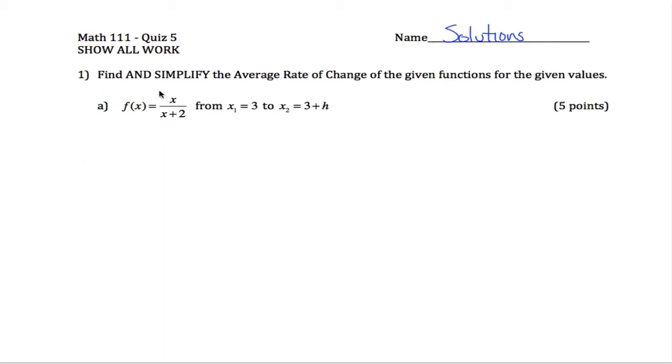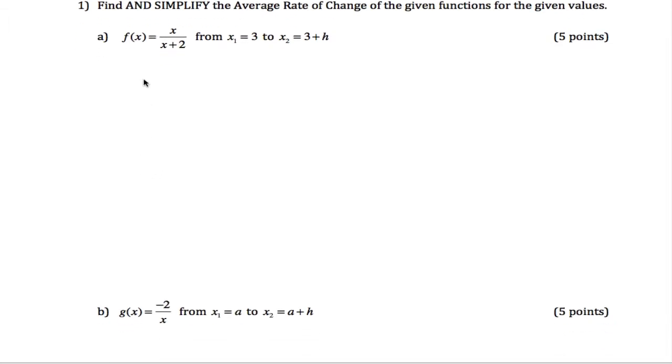All right, here are our Quiz 5 solutions for Math 111. In this first problem, there are two parts to it. We're given different functions and asked to find the average rate of change. If you're going to do this, you better know the average rate of change formula.